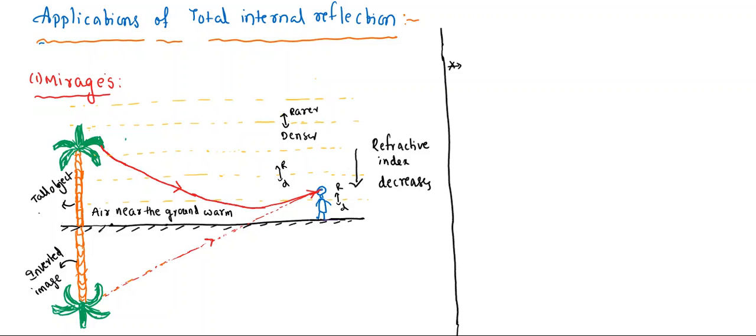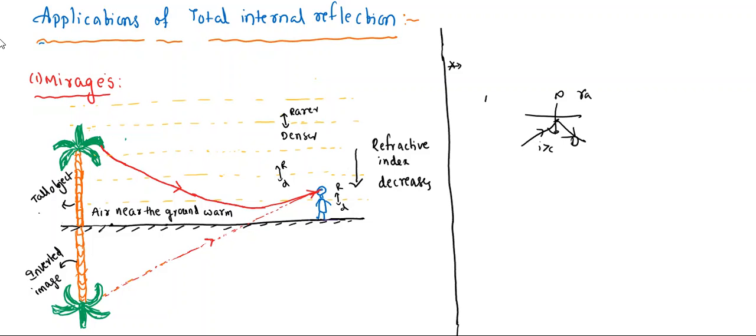Total internal reflection means what? What are the conditions for total internal reflection? For example, when a light ray is trying to move from a denser medium to a rarer medium, if the angle of incidence is greater than the critical angle, then the light ray will be reflected back into the same denser medium. This phenomenon is called total internal reflection.